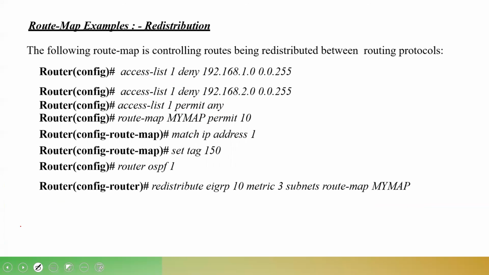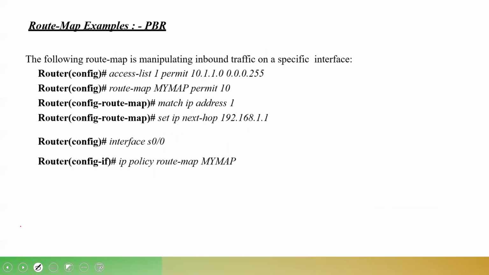Great. One last example I have is related to PBR, policy based routing. Again, it's easy. First of all, create the ACL, create the route map policy, permit 10, match the address, set the next hop, and then this policy you have to apply over the interface. So here you can see, build the policy and then apply the policy.